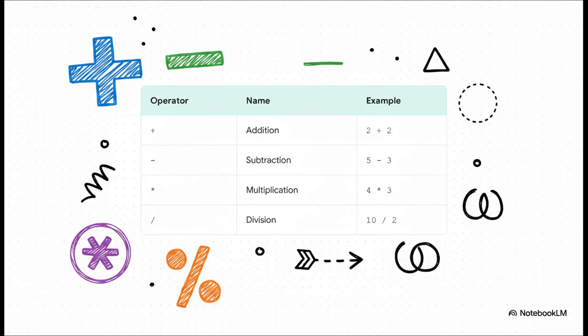You've got your plus for addition, minus for subtraction. The only slightly weird ones might be the asterisk for multiplication and the forward slash for division. But honestly, you'll get used to those in no time.